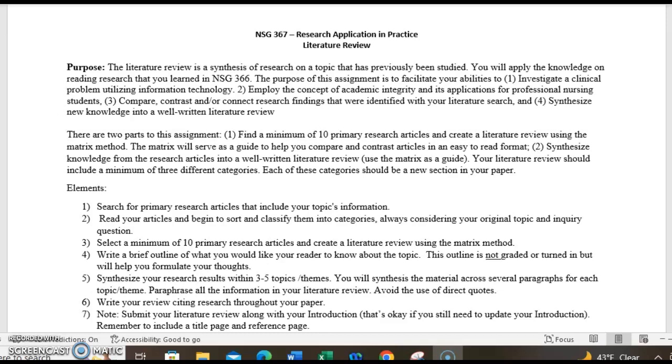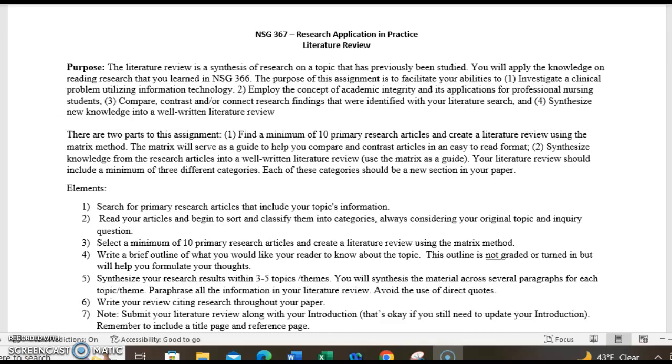It's going to be important that you read your articles and begin to sort and classify them into categories, always considering your original topic and your original question to be certain that the article itself is applicable. Because when you complete your literature review, of course, this is going to follow your search. And some of those articles that you identify with your search may not be used in the final literature review. You may find that they are not specific to your clinical question.